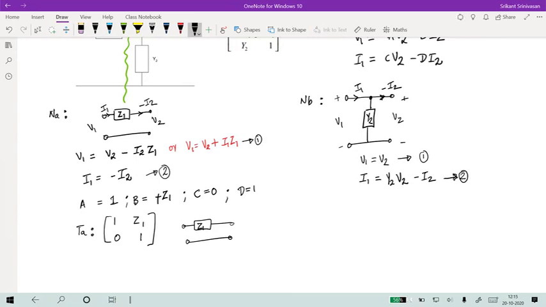And that gives me what? A is equal to 1 again, B is equal to 0, C is equal to Y2, and D is equal to 1. So this matrix TB is going to be 1, 0, Y2, 1. And that represents this element.